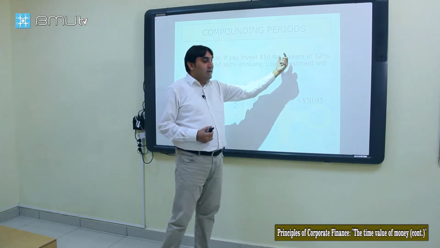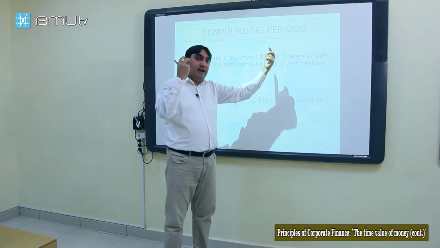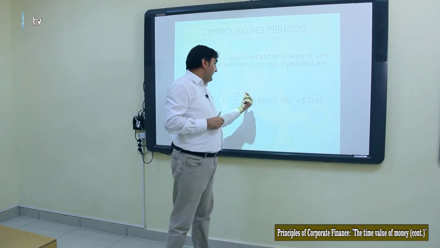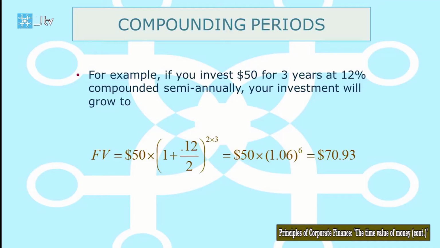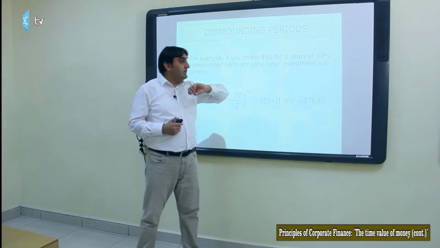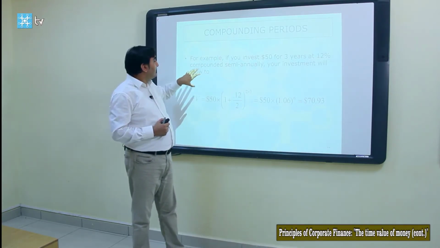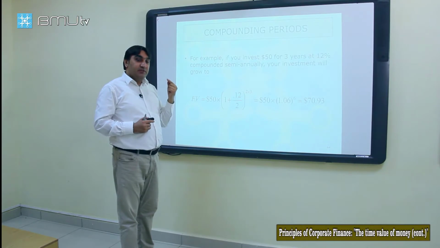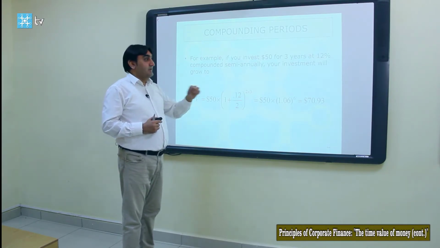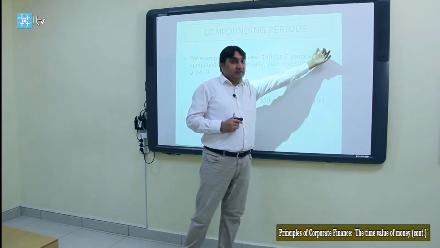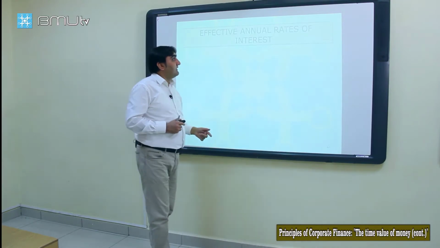We have 3 years, and we have 2 semi-annual periods in a year. We have a total of 6 semi-annual periods. 50 times 1.06 to the power of 6, that is $70.93. Our $50 will grow to $70.93 at 12% compounded semi-annually. So one semi-annual rate is 6%. This 12% is the annual percent, the quoted rate is the annual rate. One semi-annual period is half of this.